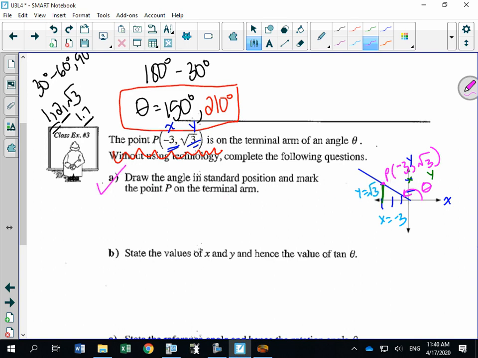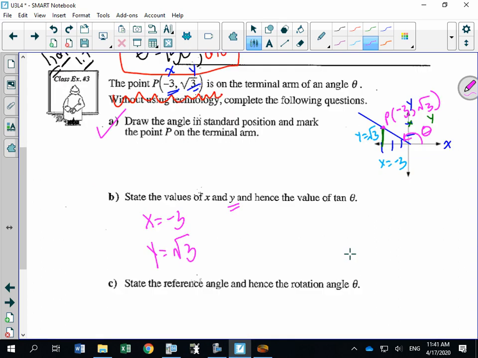A is done. B, state the values of x and y. I've done that on here. x is negative 3. y is root 3. They don't actually ask for r. I could do r using Pythagoras theorem, but they're not asking for that. So they're just saying write the value of x, done. Write the value of y, done. And then write the value of tan of theta.